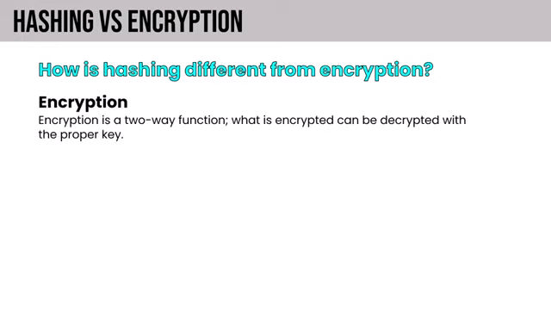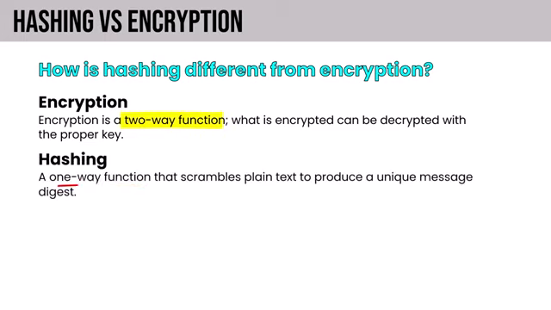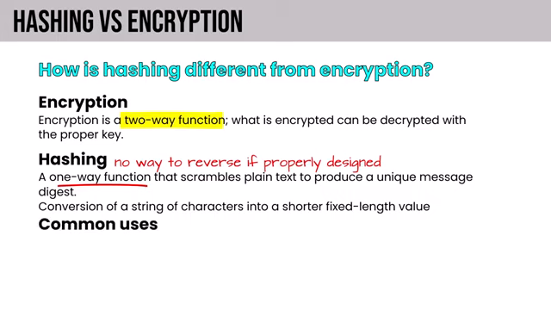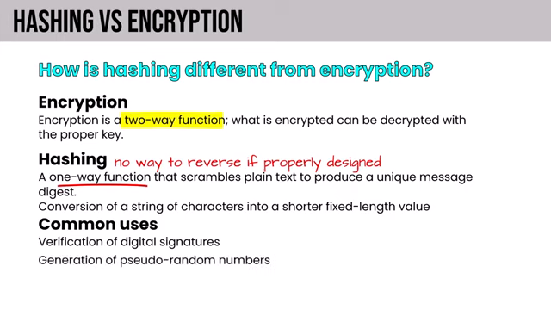So encryption is a two-way function. What is encrypted can be decrypted with the proper key. Hashing is a one-way function that scrambles plain text to produce a unique message digest, conversion of a string of characters into a shorter, fixed-length value. There's no way to reverse a hash if it's properly designed. A few common uses would include verification of digital signatures, generation of pseudo-random numbers, and integrity services.